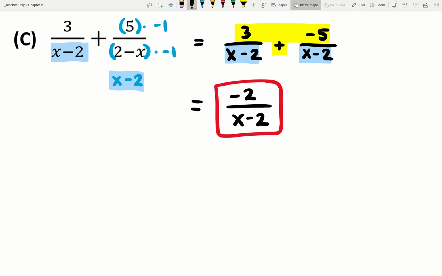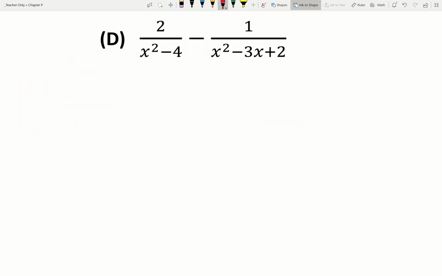But again, what values can we not plug in here? Because the denominator says x minus 2, we are not allowed to plug in a 2, because that would mean we would be dividing by 0 in that problem.